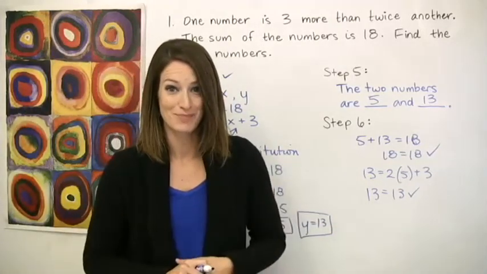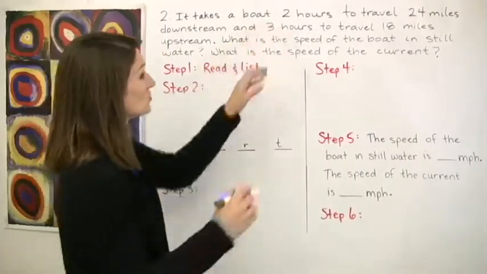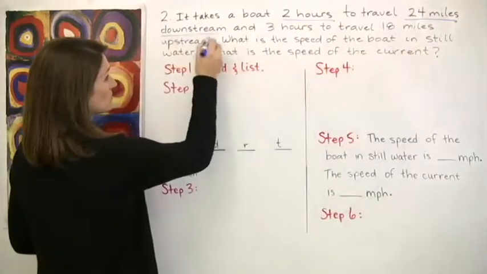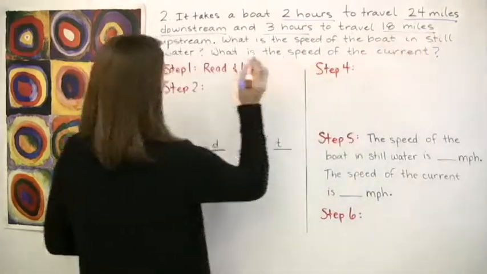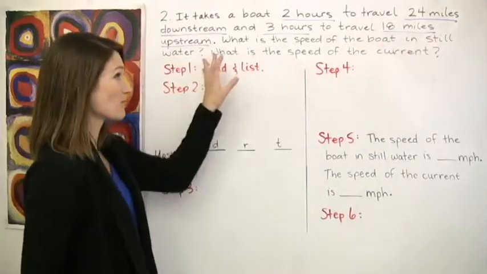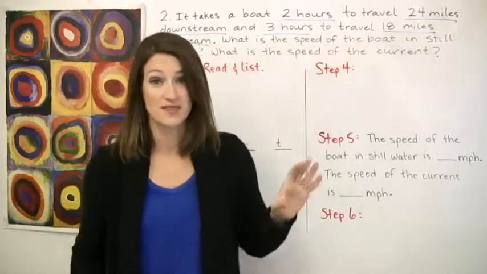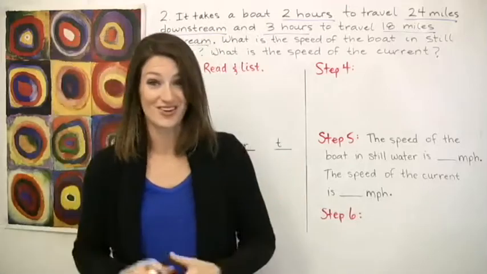Let's try one more example. In this problem, we're dealing with a boat that takes 2 hours to travel 24 miles downstream. It also takes 3 hours to travel 18 miles upstream. The problem asks us to find the speed of the boat in still water and also to find the speed of the current of the river. So let's use the blueprint in order to find our answers.